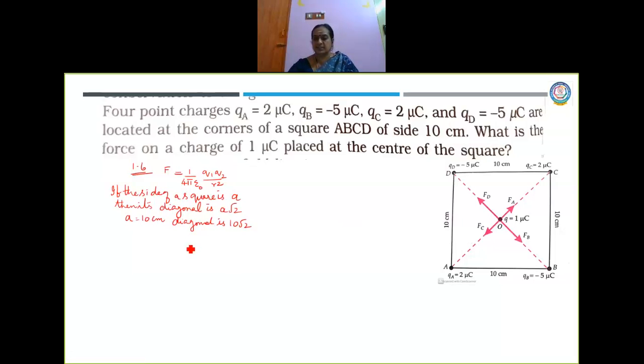In that case, OA will be half of it. It is 5 root 2. Right? So I have got the value of OA. I can use the same value for the other OA or OB or OC or OD. The value is 5 root 2. Clear? Now I'm going to apply the formula.